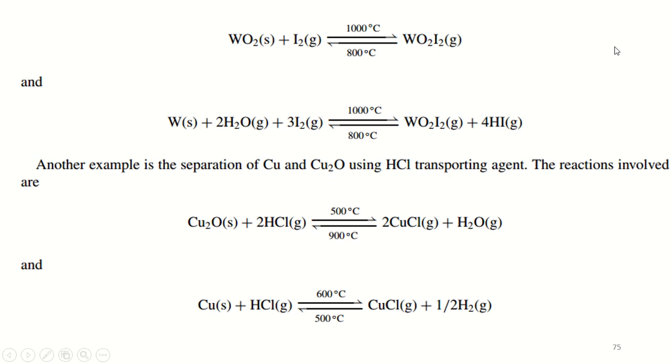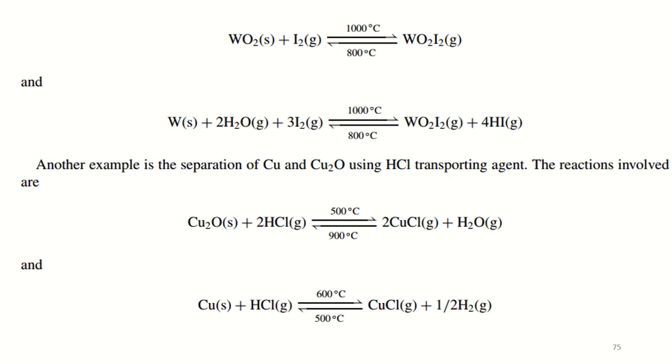Solid tungsten may react with water and iodine in vapor state at 1000 degrees Celsius as well as 800 degrees Celsius, and change into tungsten iodide and HI. Tungsten oxide iodide as well as HI are both gaseous molecules.